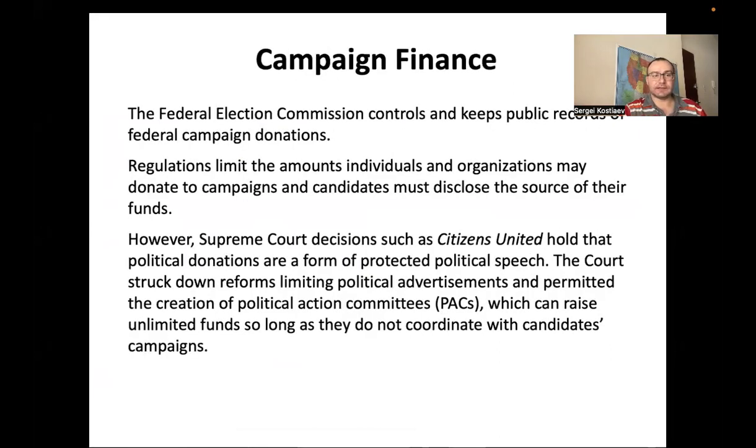Campaign finances. So in the 70s, the Federal Election Commission was created to make sure that candidates maintain proper records of donations, and that there are some limits on donations to political candidates. But what happened later, the Supreme Court in the Citizens United decision basically created a huge loophole in federal election laws in terms of limits on donations.